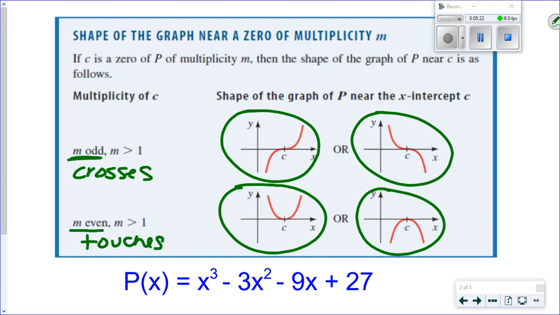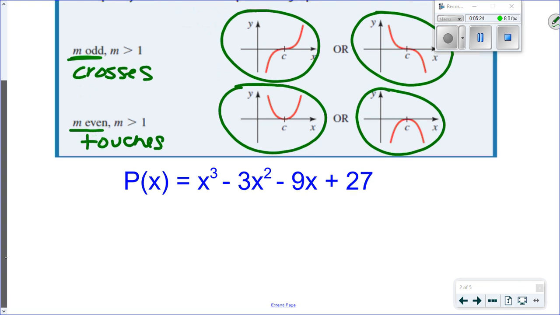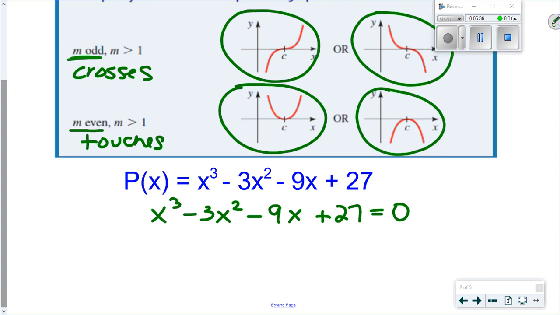Okay, so let's look at an example. We're given a polynomial. The first thing we want to do is set it equal to 0, but then we're going to factor. We're just going to try to find the zeros by factoring. Now I'm checking for a GCF, but I'm noticing there's no GCF for all 4 terms. So my next option would be to try and factor by grouping.